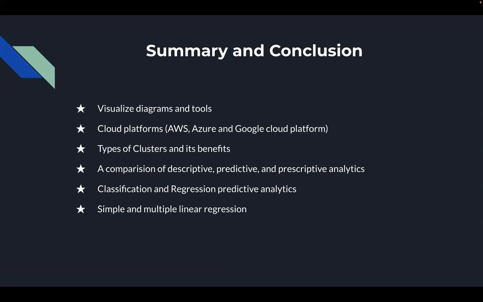Then we went to a comparison of descriptive, predictive, and prescriptive analytics. After that, we talked about classification and regression predictive analytics. And finally, we talked about the simple and multiple linear regression.